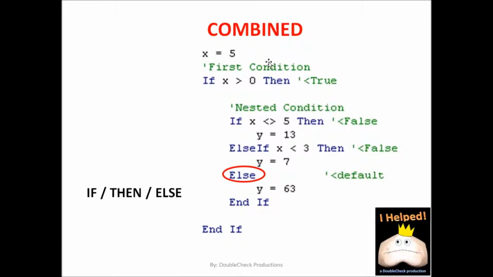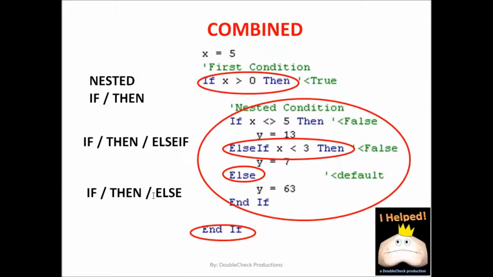So the x is equal to 5. We ask the question, is it greater than 0? The answer is yes. Is it not equal to 5? That comes to false, so we go to else if. Is it less than 3? The answer is false, so then we end up going to here, and our default value is y equals 63. So in the end, y will be assigned a value of 63. And if you notice, it's because we combined all of these conditional statements.